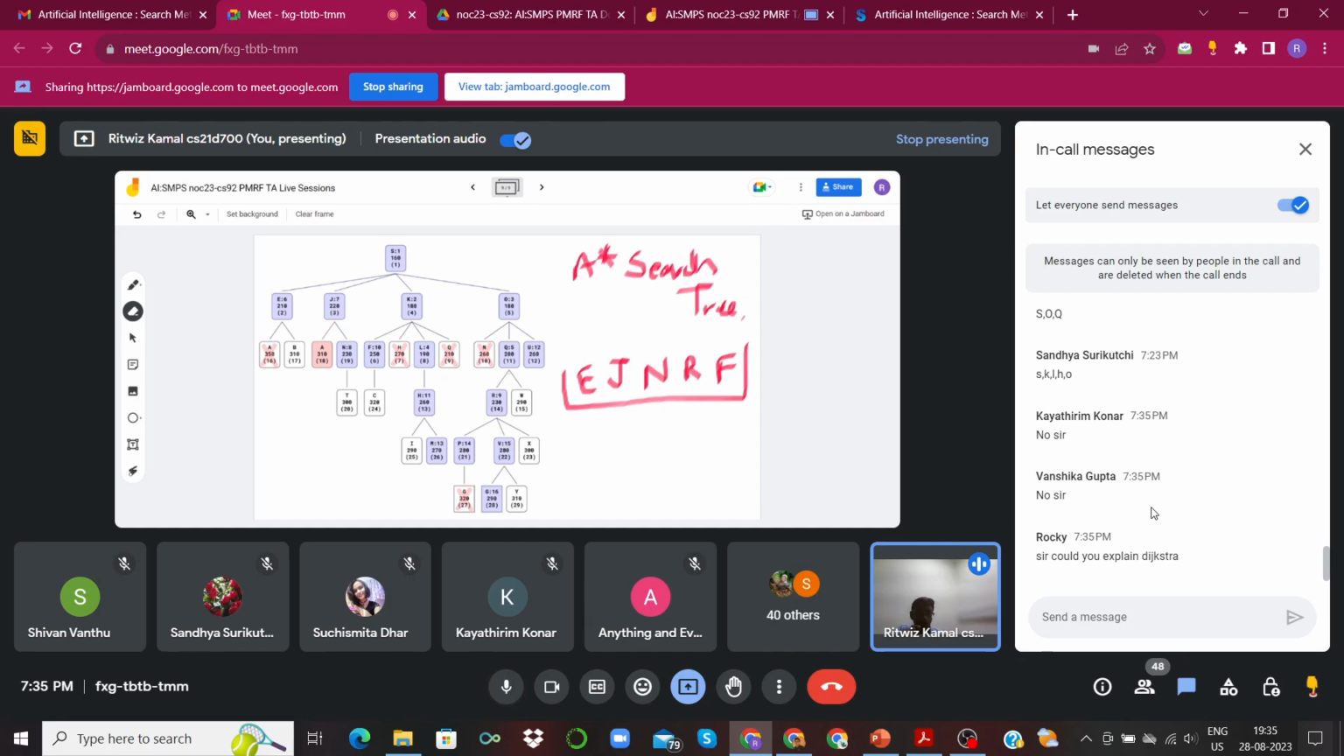Okay, so there's one request by Rocky to discuss Dijkstra's algorithm, and once again, unfortunately, it would have been better if you could have posted it in the discussion forum, because I will have to revisit Dijkstra's algorithm in order to discuss it. But let me try.